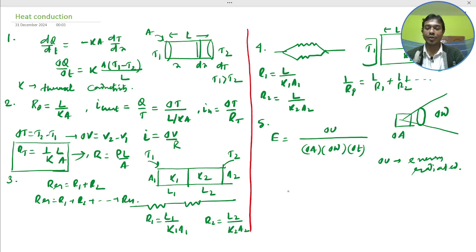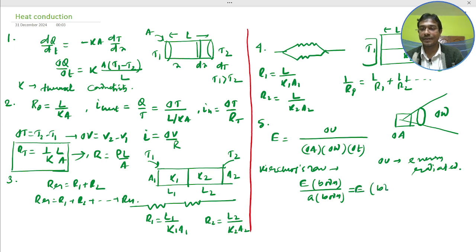So absorptive power alpha is energy absorbed by energy incident, and Kirchhoff's law here states that, I just write here, Kirchhoff's law states that the emissive power of a body divided by A of the body is equal to the emissive power of a black body, and here A is the absorptive power.